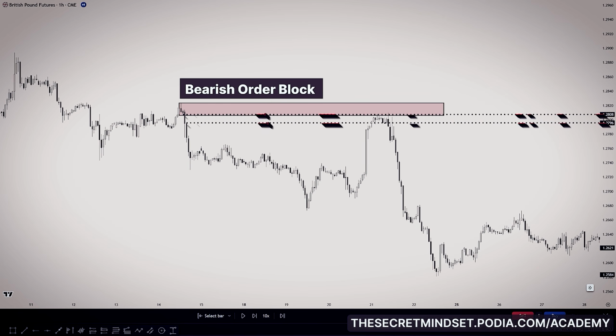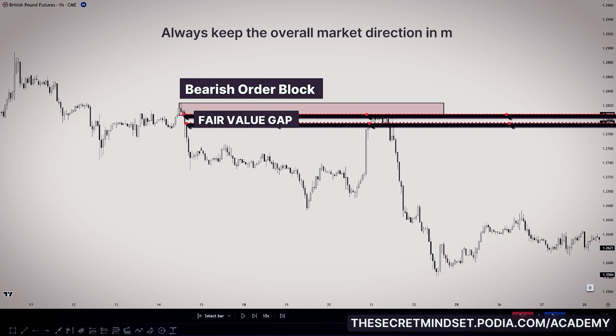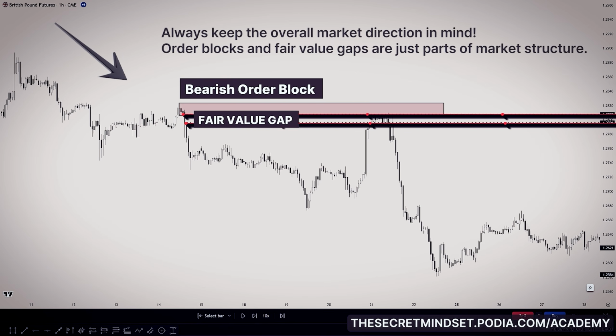Also, don't forget about the bigger picture. Order blocks and fair value gaps are just parts of market structure. They fit into larger trends and patterns. Always keep the overall market direction in mind.